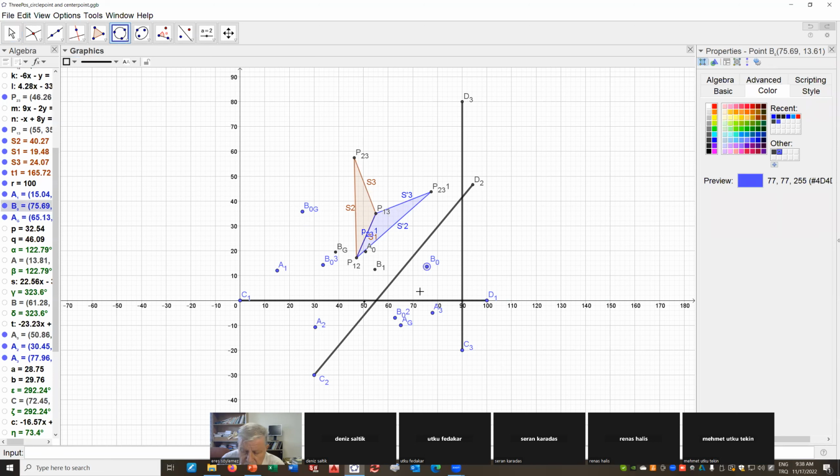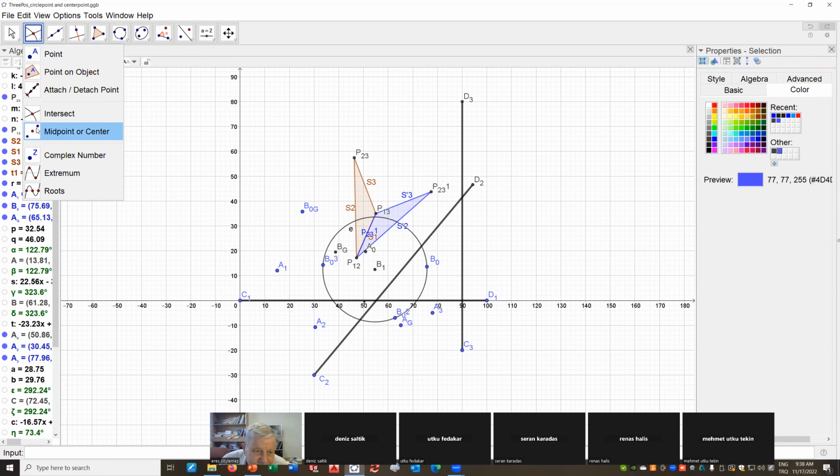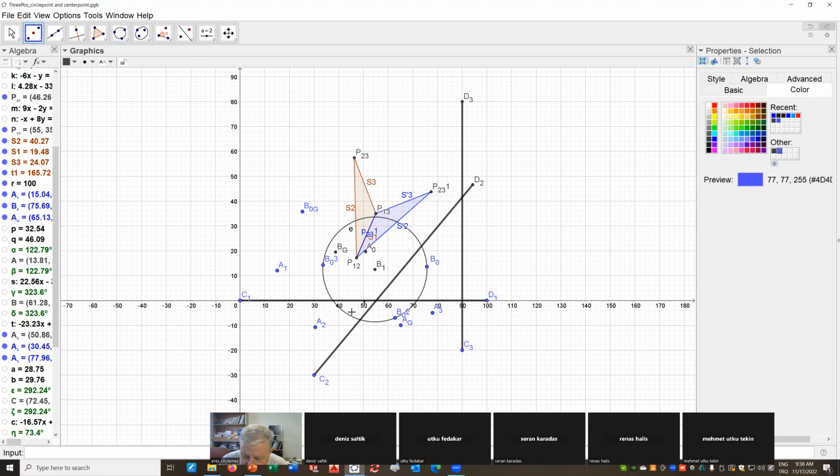Draw the circle B0, B02, and B03. Can everyone see that? Where is the center of this circle? The center point for the inverse motion is going to be exactly the same point. Is that good? Can everyone see that?